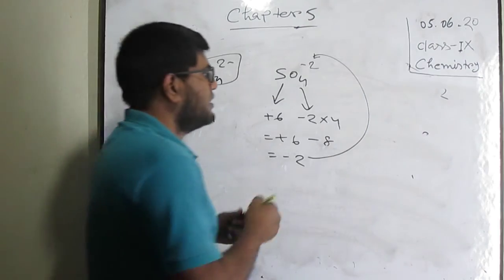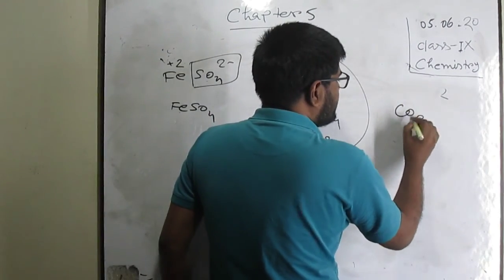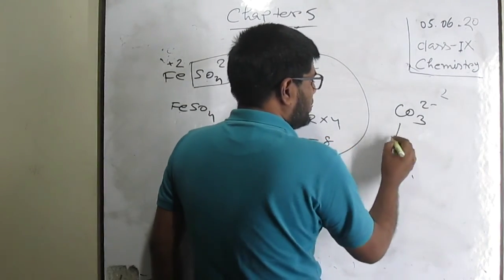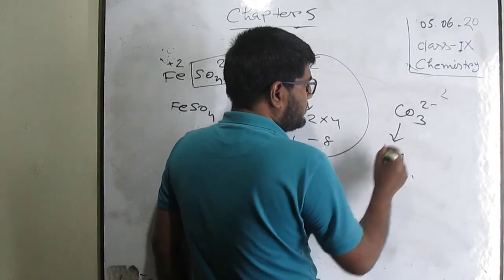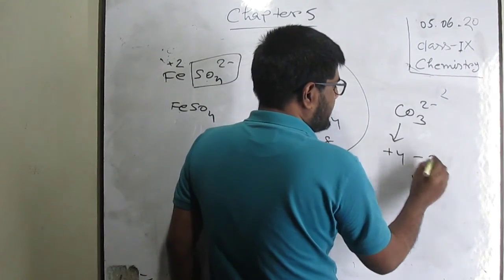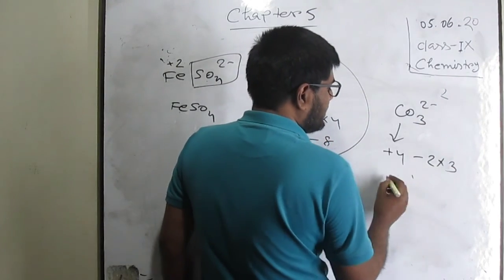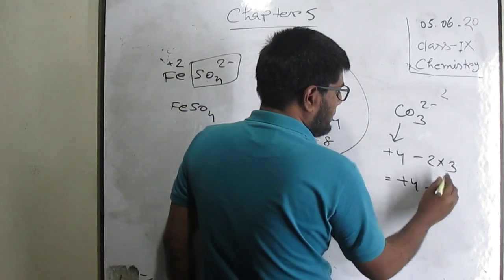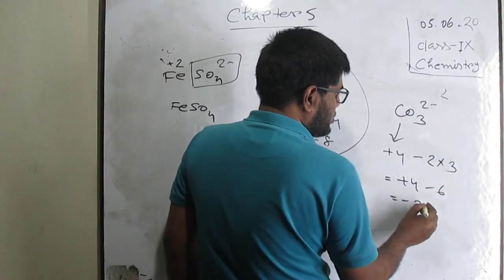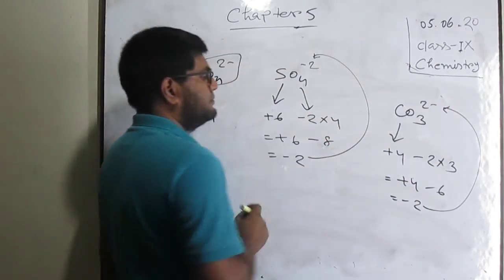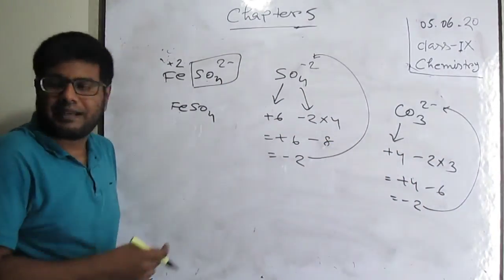So if you think, why is carbonate minus 2? The valency of carbon is plus 4, the valency of oxygen is minus 2 into 3, then plus 4 minus 6, this is minus 2. So minus 2 is here. So you should practice it a lot.